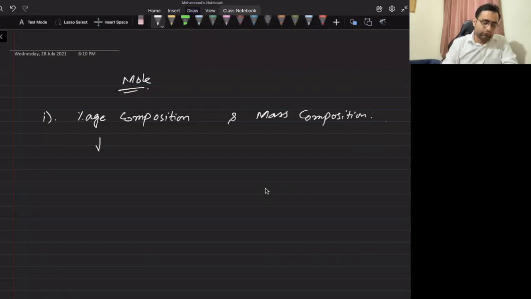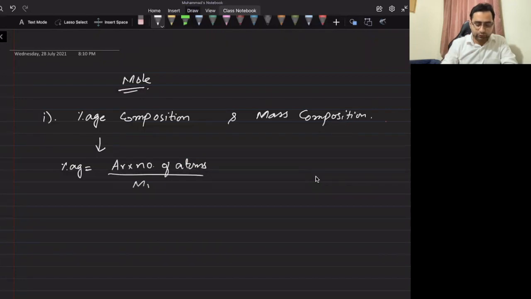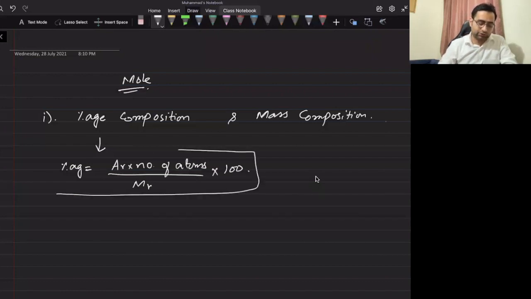This is a formula to find out percentage composition: percentage is equal to Ar of an element, which is relative atomic mass, multiplied by number of atoms, over Mr, or relative molecular mass, multiplied by 100. This formula is used to find out the percentage composition of an element in a compound.